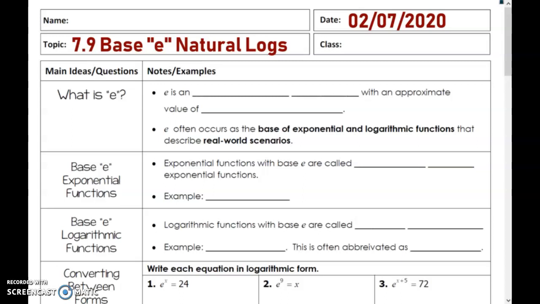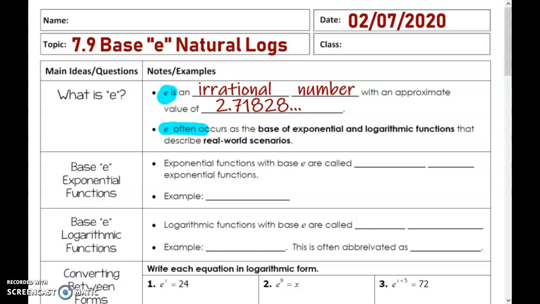Today's lesson is 7.9, the base E and natural logs. This is probably a new thing to you. What is E? The letter E that we see here, E is an irrational number, and it has an approximate value of 2.71828. The reason why this happens is it's something that occurs in nature dealing with growth situations.